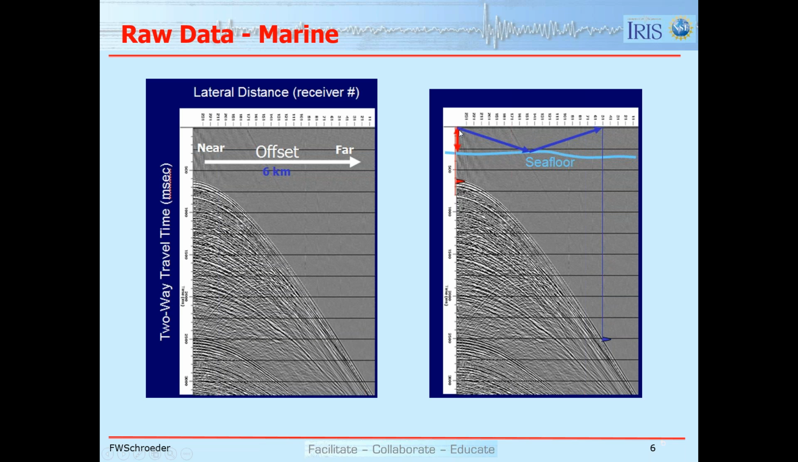And so it takes a longer period of time for energy to travel the blue path than it does down and up for the red path. And that's why near the boat, the times are shorter. Further and further away from the boat, the time for each of the reflectors, such as the seafloor, gets longer and longer. In the lesson on seismic data processing, we'll talk about how we understand this curvature as a function of distance behind the boat, and we can use that to correct the data so that we can take out all of that curvature.